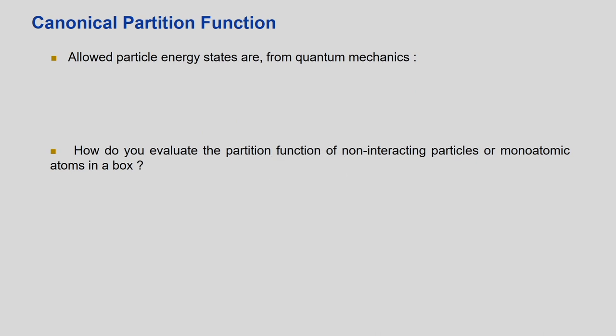As before, let us write the expression where the allowed particle energy states are from quantum mechanics. We did this definition in the previous lecture, and I just want to recollect it. These energy states are a function of the translational quantum numbers Lx, Ly, Lz, which can only be integers. The expression is h squared over 8 m V to the power of 2 by 3, multiplied by the sum of their squares. If you see this expression, it means the energies are a function of the volume. So the partition function is also a function of volume and the number of particles, because if you change the volume, you will change the energy levels.